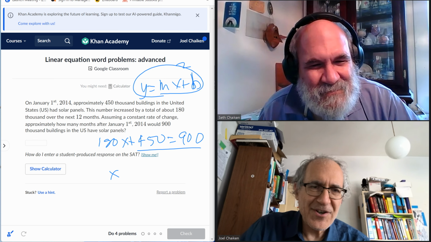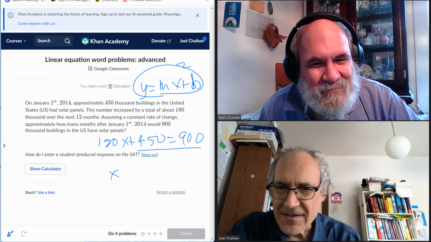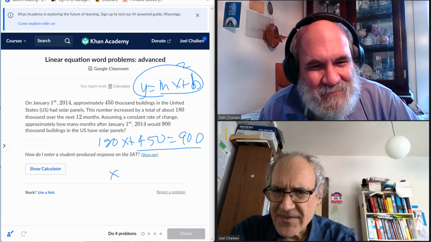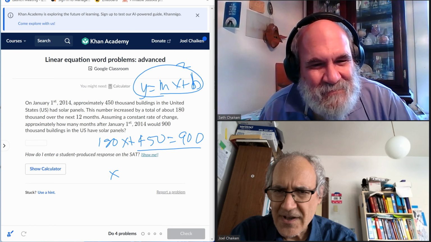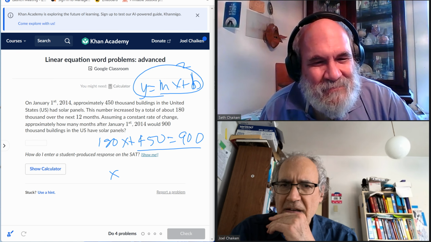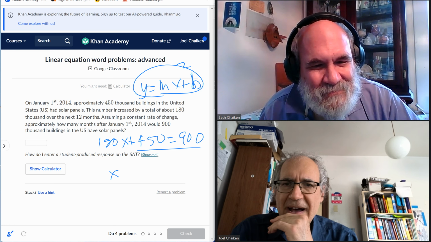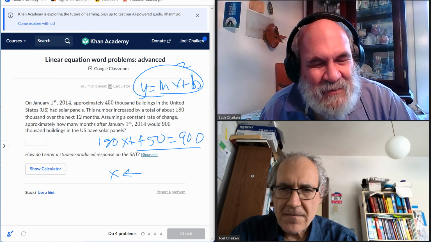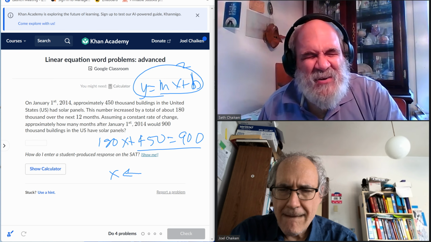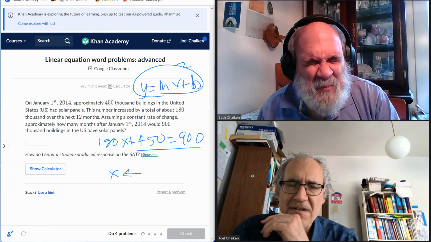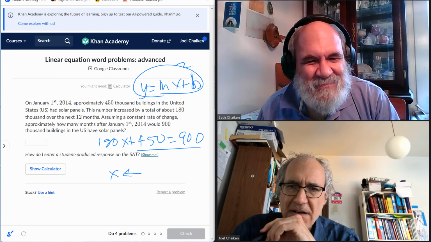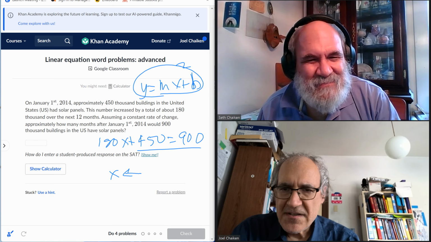Right, so this is why you have to correct it. You write something down, then you correct it. This is the number over the next 12 months, assuming a constant rate of change, after how many months? About 180,000 over the next 12 months. So X is in years, right? Yeah. So you could figure it out in years, then convert years to months. Right, that would be the simplest thing. So that doesn't seem too bad.